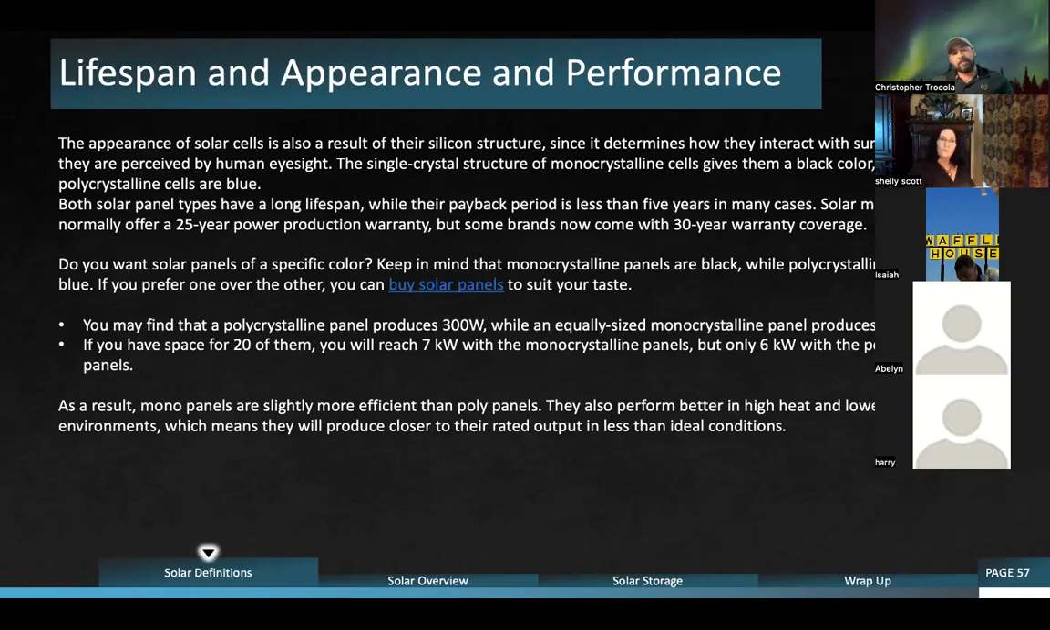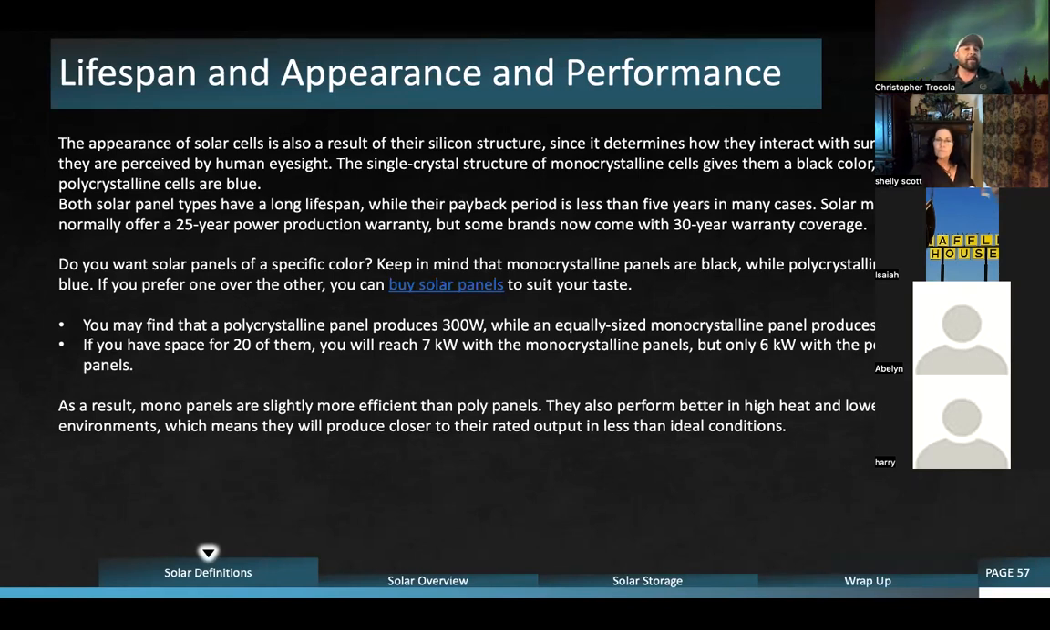Do you want solar panels in specific colors? You might want to think about this stuff. The customer wants a blue panel? Absolutely, we can get them blue polycrystalline panels. I have had a customer specifically request blue: I want blue on my roof. Okay, I will get you the blue ones. While polycrystalline panels are blue, if you prefer one or the other, you can buy solar panels that suit your taste. It doesn't matter.